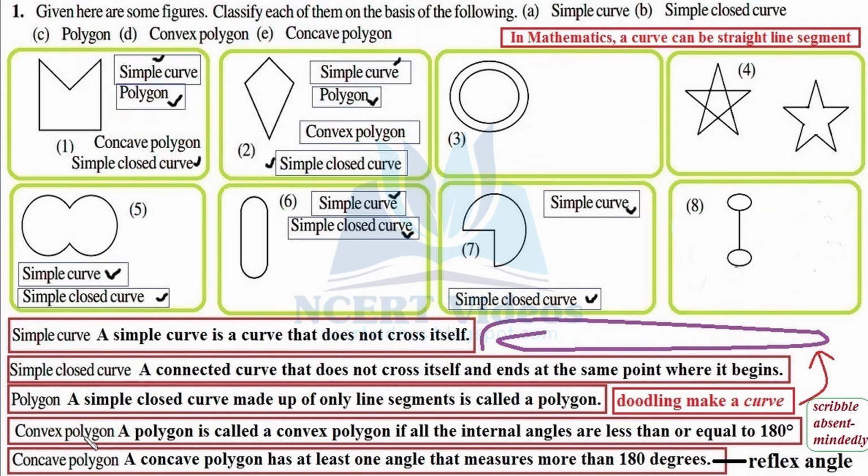Now, another term, convex polygon. A polygon, that is, it must be a polygon first of all. It would be called a convex polygon if all the internal angles are less than or equal to 180 degrees. Keep a note, it says less than or equal to 180 degrees. So let's categorize our figures based upon this definition.